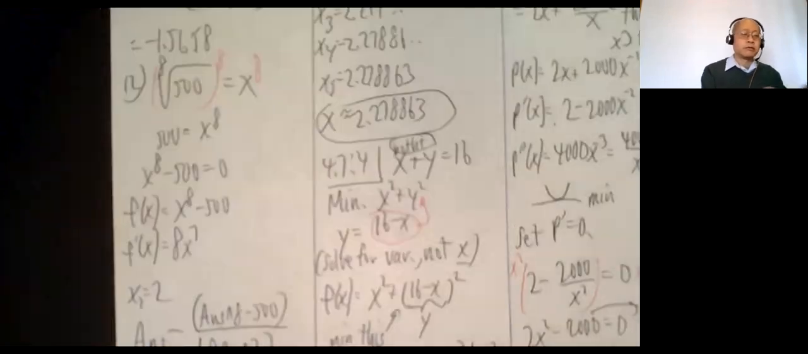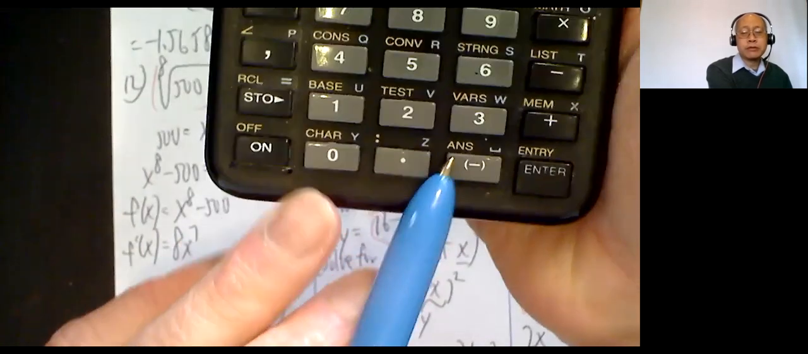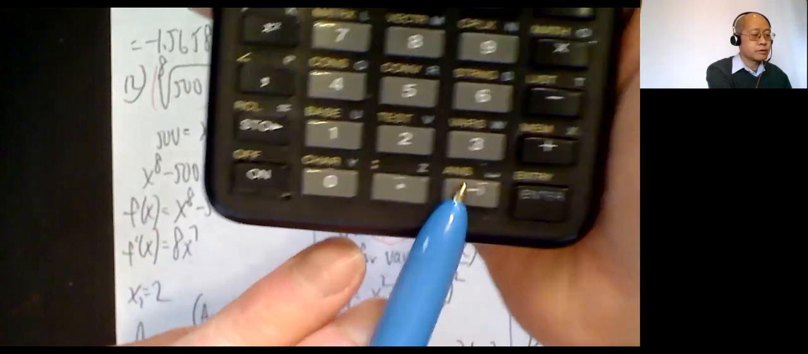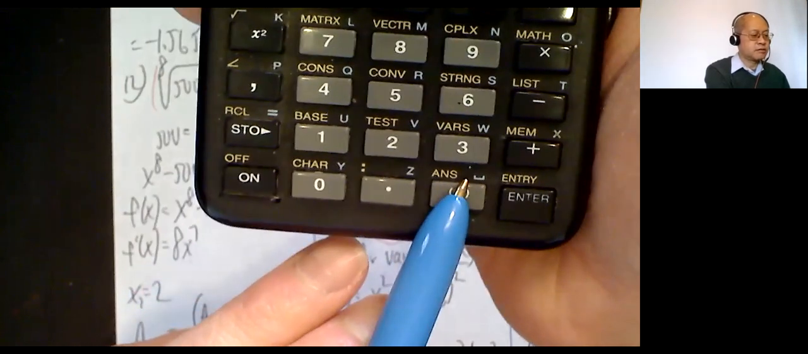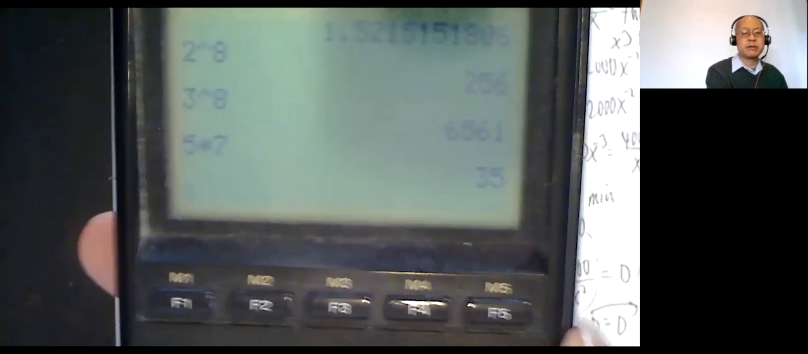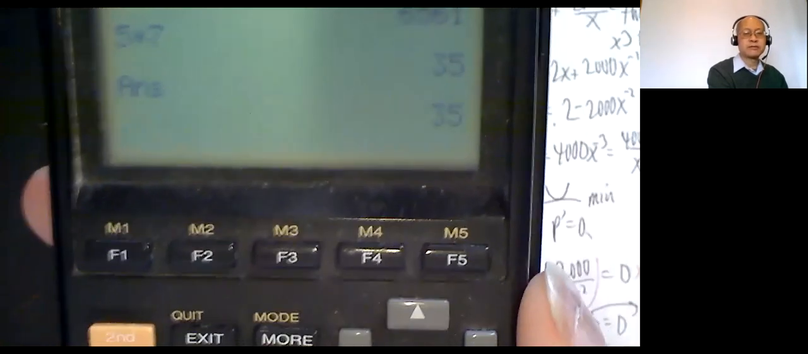A reminder that if you have an answer button, the last result that was done by the calculator is stored in its memory location called answer. So if I just do 5 times 7, 35, inside the answer storage in memory is 35. So if I hit second function answer, ANS, it comes back with 35.